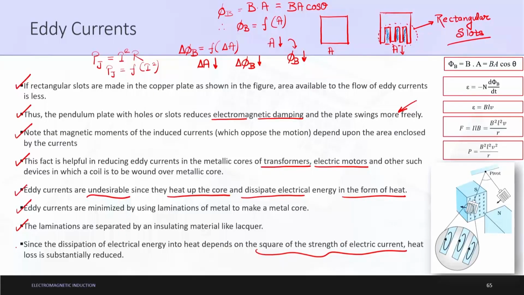This is the concluding statement of this slide: if you try to reduce the eddy currents, then it is very good, and hence good energy is more and bad energy is less.